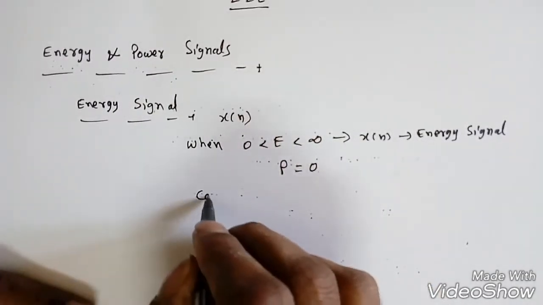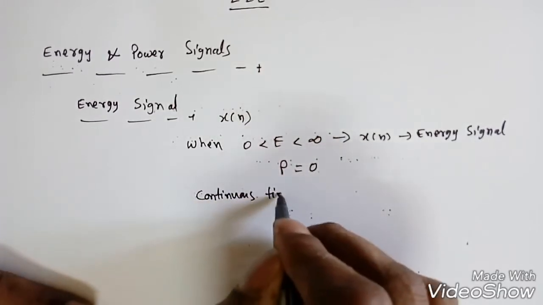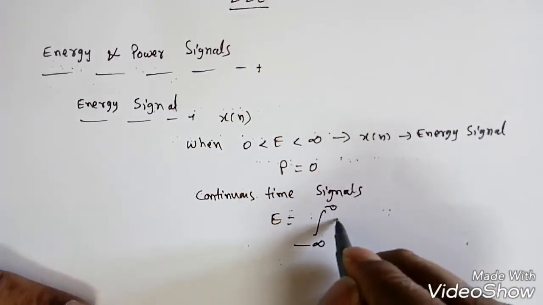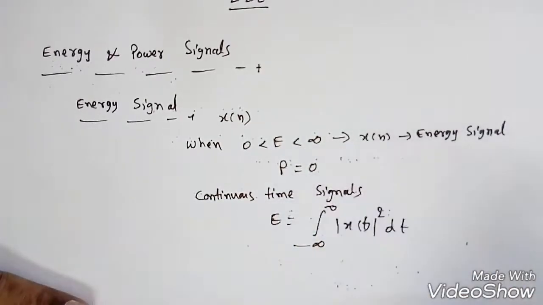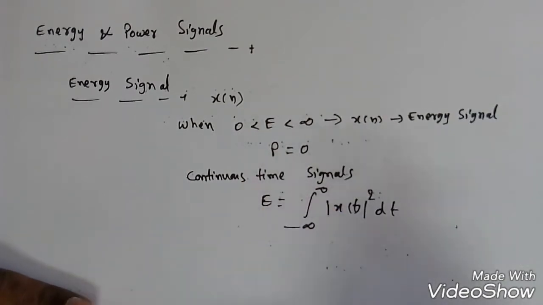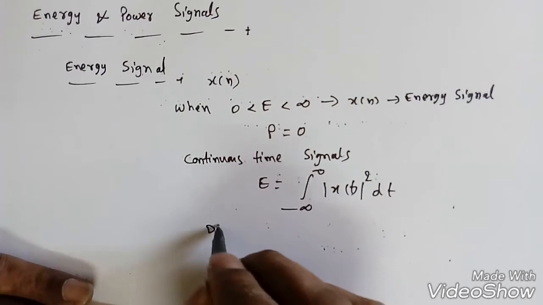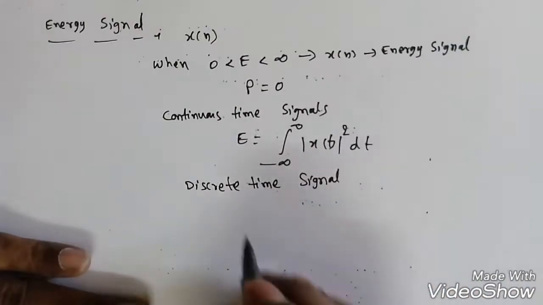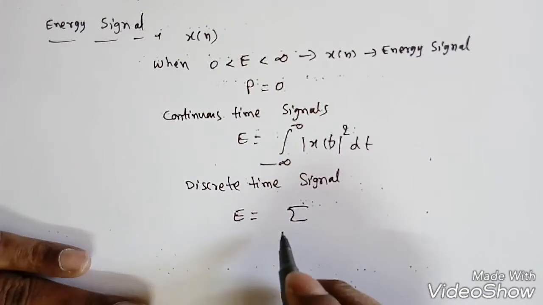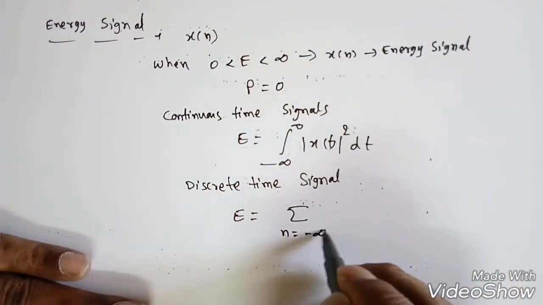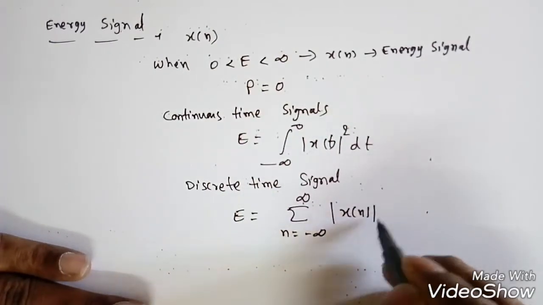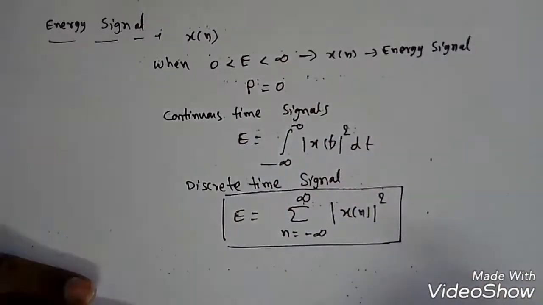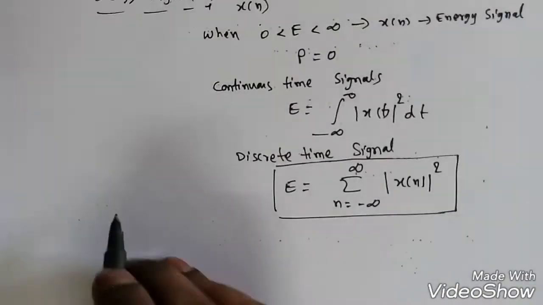Now how to find energy? We have seen in continuous time signals, energy is the integration from minus infinity to infinity of mod x of t square dt. It is continuous, that's why we are getting an integration. But when the discrete time signal comes, the integration will become a summation, that is, energy in discrete time is equal to sigma, and here in place of t we will get n. So n equal to minus infinity to infinity of mod x of n whole square. This is the energy formula in discrete time signals.